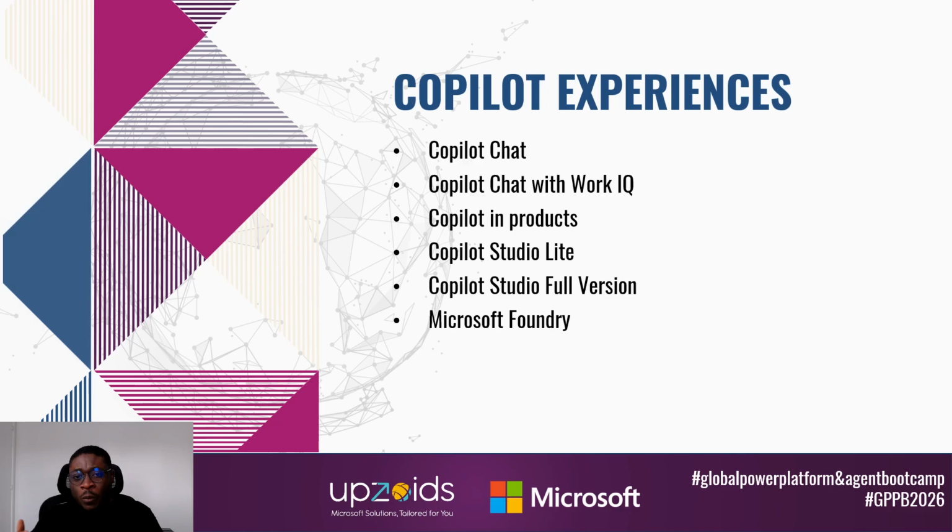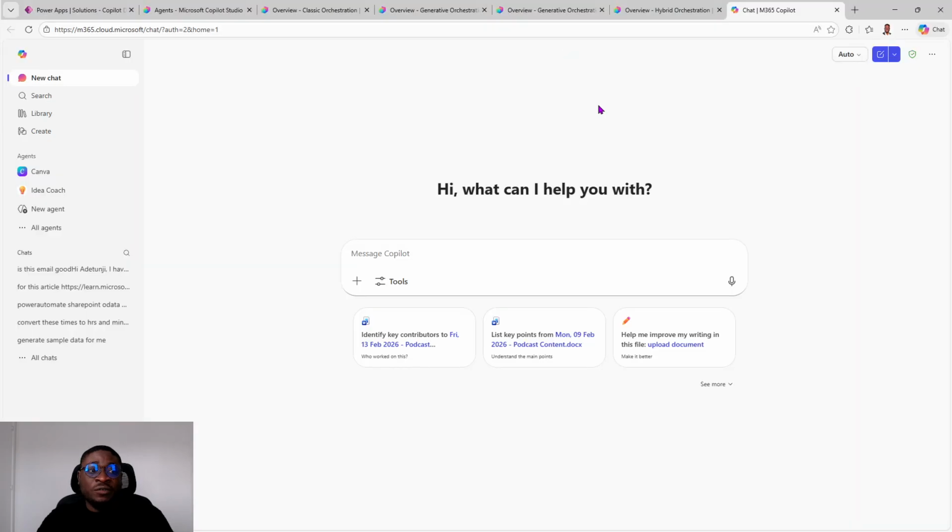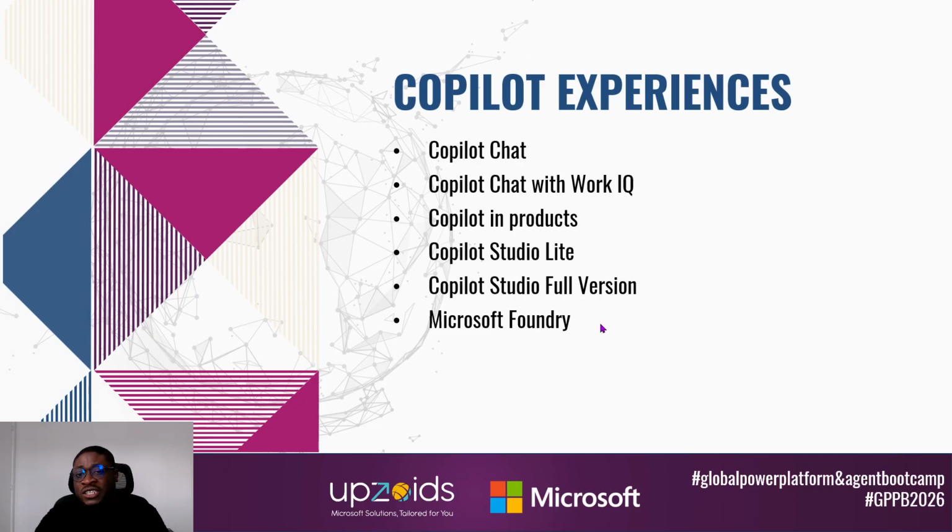Talking about Copilot experiences, I won't be surprised if there are more than what I've put on the screen, because what I have on the screen now is just what I could bring from memory. Basically, we have Copilot Chat. Copilot Chat is an experience that you see if you go to office.com, for example. Well, it's m365.cloud.microsoft. But basically, once you get to your Office homepage, you see this chat section, and that's Copilot Chat. If you don't have a license, what you get with Copilot Chat is a basic chat experience.